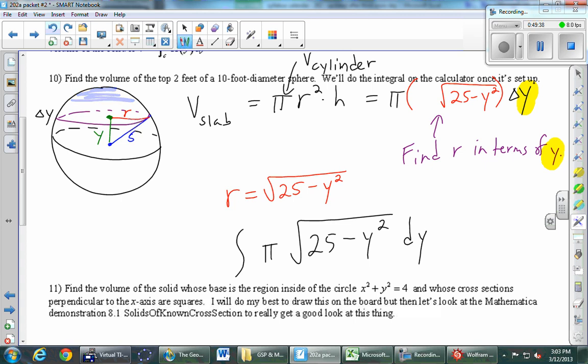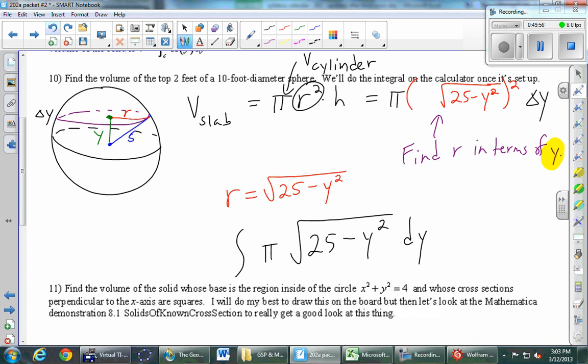Oh, I apologize. Thank you. Thank you, thank you. So this should have been r squared, and I never squared my thing. So it should have been this guy. I'll erase this and fill it in. It should be this guy squared, and then a delta y is at the end. So that means that this guy gets squared. Thank you.